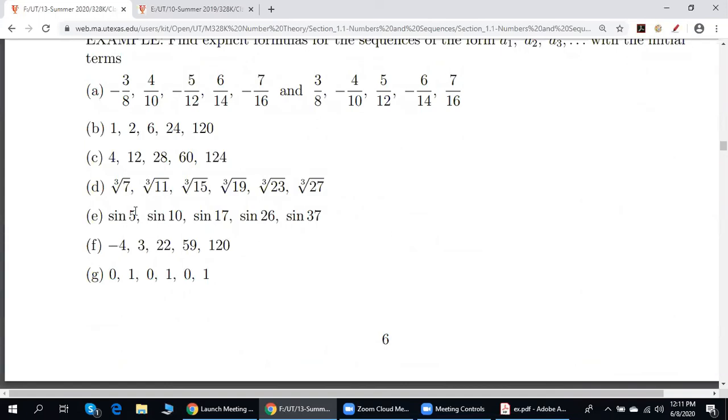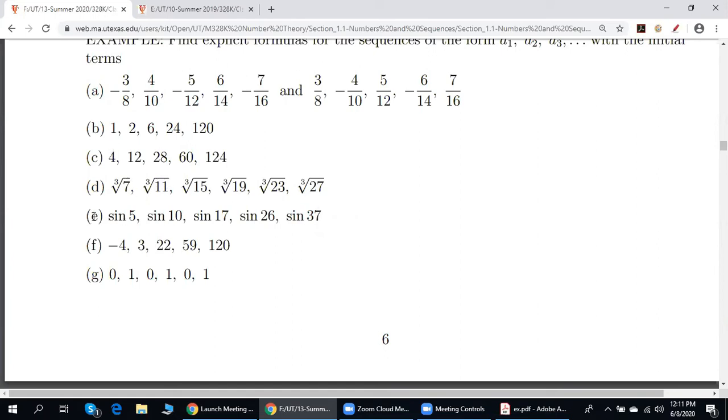We see that this is not an arithmetic sequence. I'm talking about 5, 10, 17, and so on. We see that this is not a geometric sequence. We see that this is not a factorial. We see that this sequence is not growing as fast as an exponential sequence.